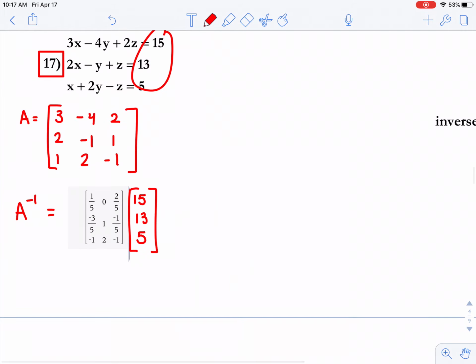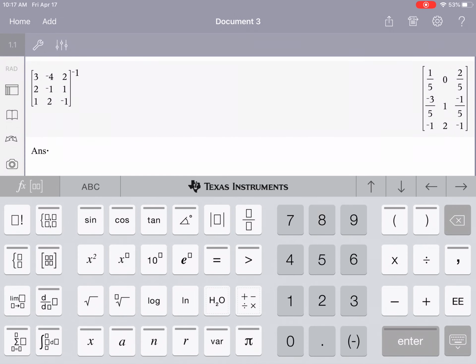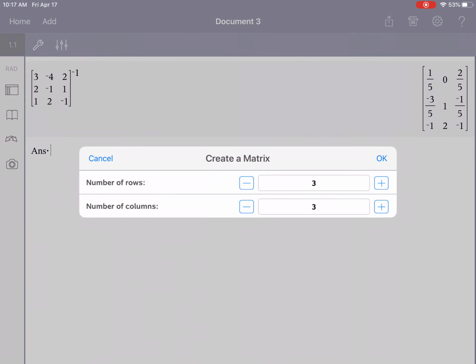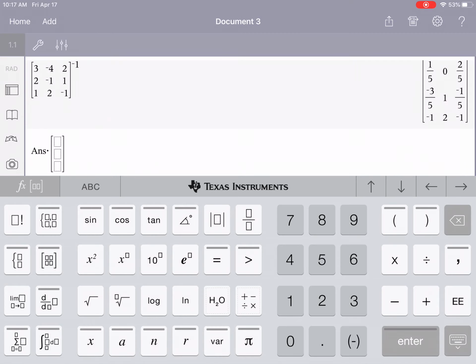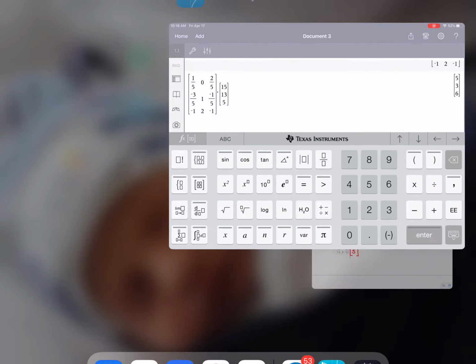And again, I'm going to use my calculator to do that. So answer, if I just press the multiplication symbol, it's going to take the previous answer. So answer times solution matrix. Let's change this. It's going to be 3 by 1. There we go. So it's times 15, 13, 5. And there it is. So the answer is 5, 3, 6. X, Y, Z.